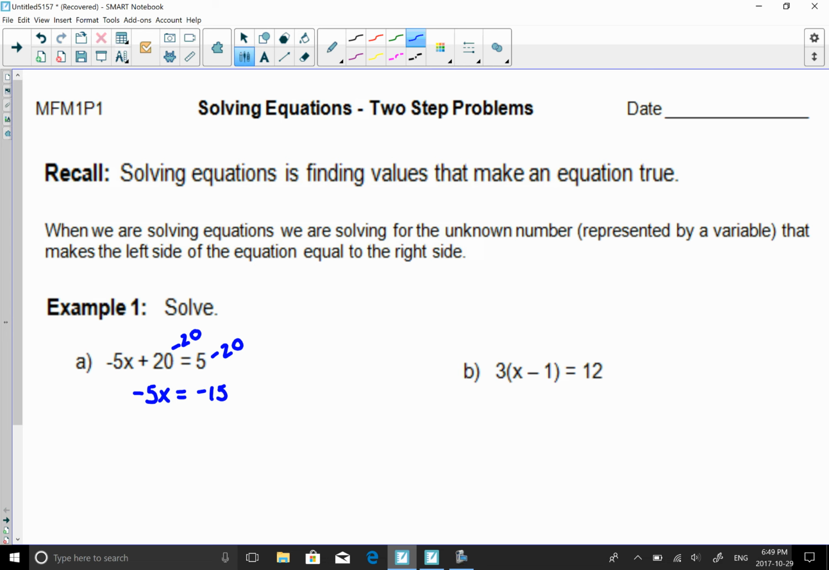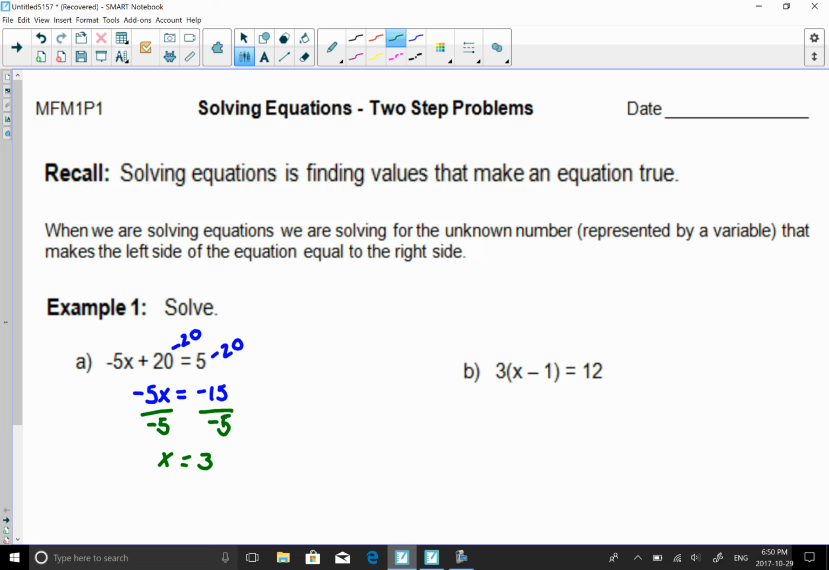Now, the opposite of multiplication is division. This negative 5x is multiplication. So I need to get x by itself. I just want to know what x is, not what 5x's are. So I'm going to divide both sides by negative 5 to keep things balanced. Negative 5 divided by negative 5 is just 1, x. Anything divided by itself is 1. And on the other side, negative 15 divided by negative 5 is 3.